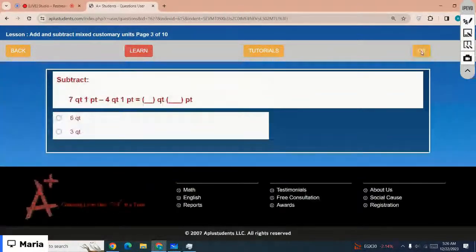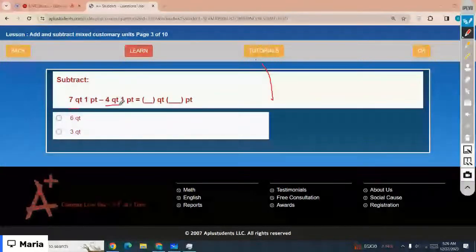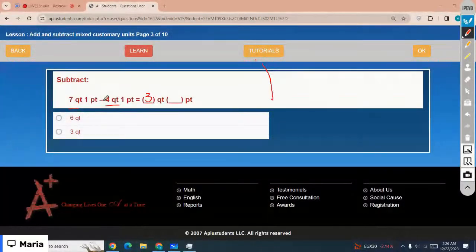Okay, you're given 7 quarts, 1 pint minus 4 quarts, 1 pint, right? So you have to subtract quarts from quarts, pints from pints, right? You can see here you have 7 quarts and 4 quarts. So you have to do 7 minus 4. That would be 3 quarts, right? Then you have to subtract pints from pints. 1 pint minus 1 pint. That would be 0 pints. Got it? So the correct option is 3 quarts, right? That is the section.